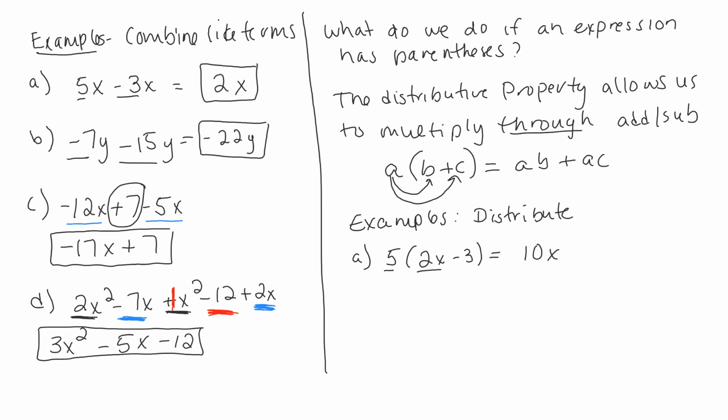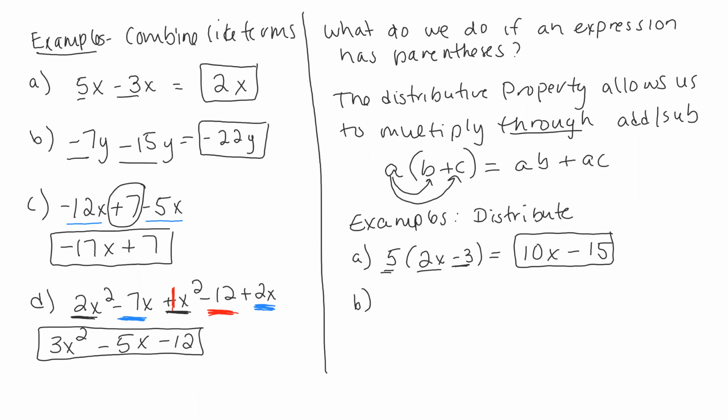Then I want to take the 5 and multiply it by negative 3. Well, 5 times negative 3 is negative 15. And that's it. We have distributed. And there's nothing to combine, so we would just leave our final answer as 10x minus 15. Okay, when you're distributing, make sure you fully distribute. Everything in parentheses gets multiplied by what's in front of the parentheses, and watch your signs.